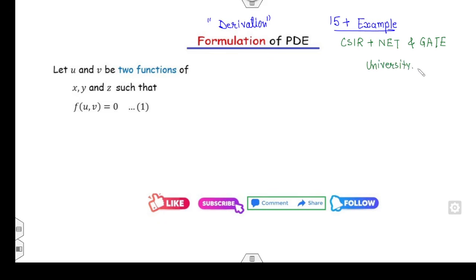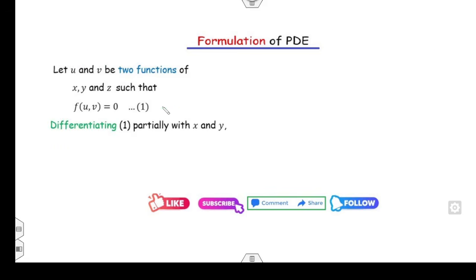So now consider the two functions defined as u and v of x, y and z such that f of u comma v is equal to 0. Clear? Now, can you differentiate equation number 1 with respect to x and y? Firstly, we differentiate with respect to x. Your target is to differentiate f with respect to x. How can you differentiate that? By using the chain rule.